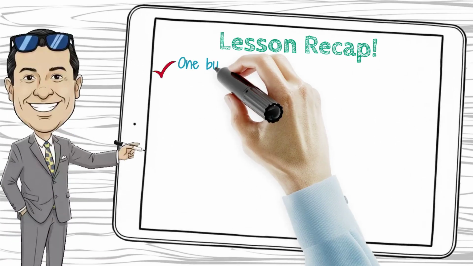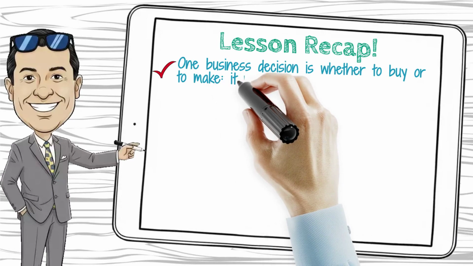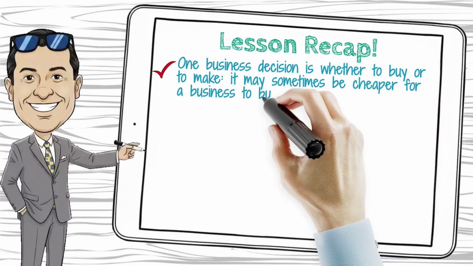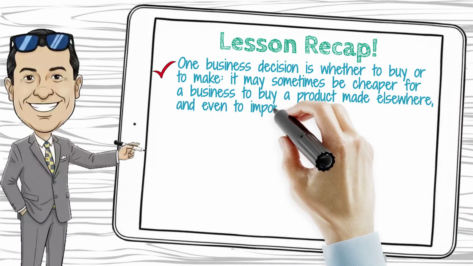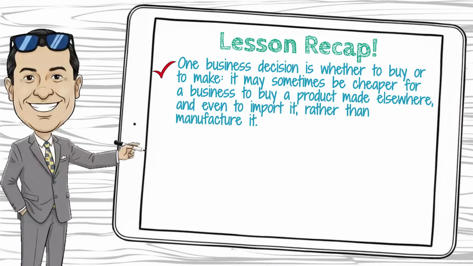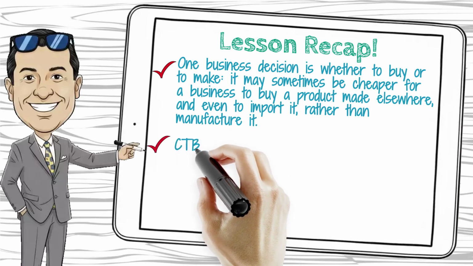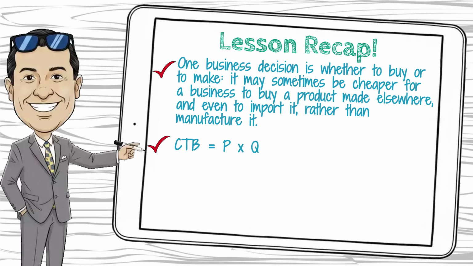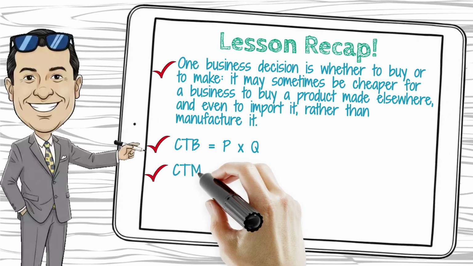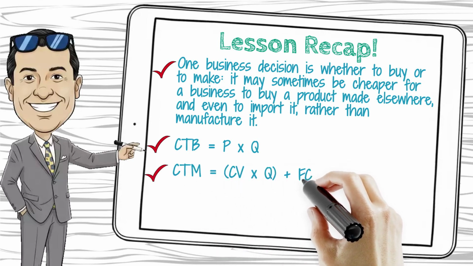One business decision is whether to buy or to make. It may sometimes be cheaper for a business to buy a product made elsewhere, and even to import it rather than manufacture it. CTB, cost to buy, is calculated by multiplying price by quantity. CTM, cost to make, is calculated by multiplying variable costs by quantity and adding fixed costs.